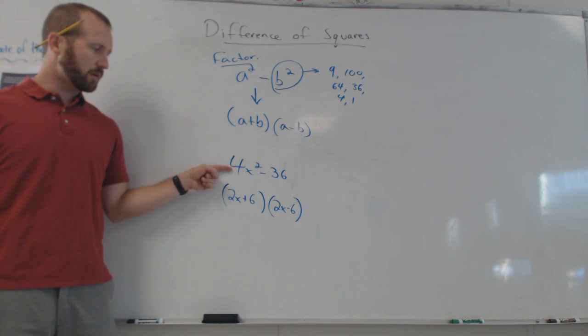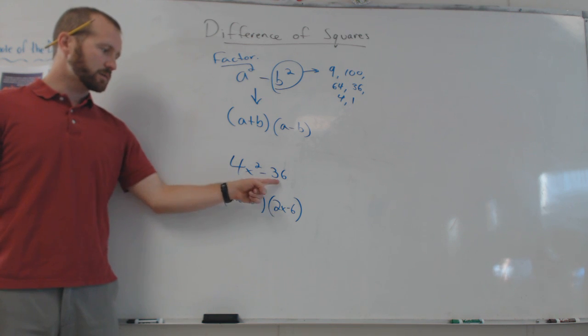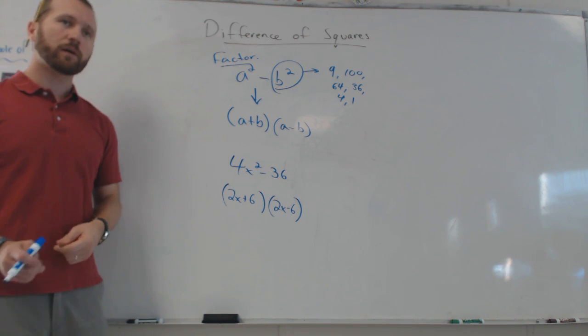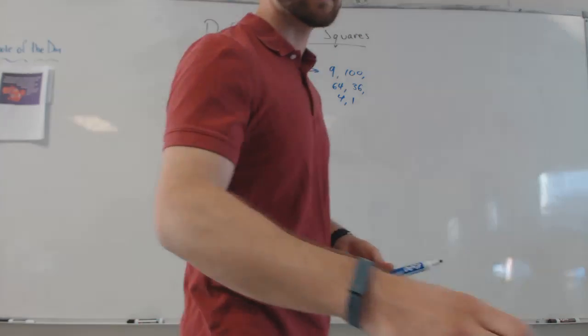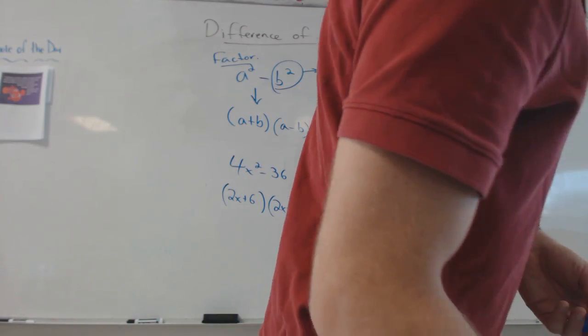I'm just looking for the square root of that one, 2x. What if you had 3x squared minus 36? Well, that's still... Let me make sure this is still recording.